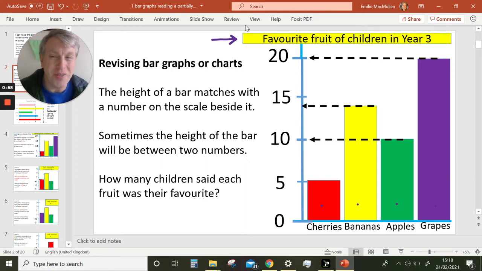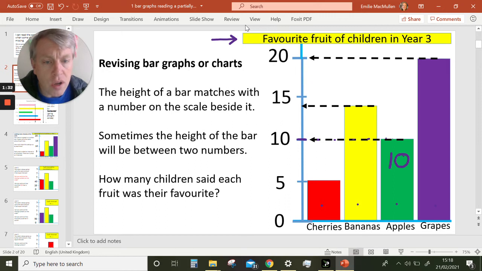And I have noticed, looking at our line graph work, that some of us are not using a ruler. We're not going horizontally straight across. So let's take the green bar here. Okay, that's the apples. We go up to the top of the apples, then we've got to go straight across. And we see on the scale that we get to 10. Okay. How many children said each fruit? So I'm going to write 10 children for the apples.